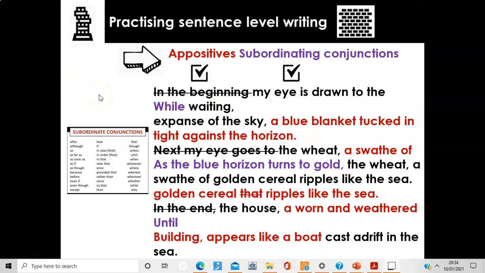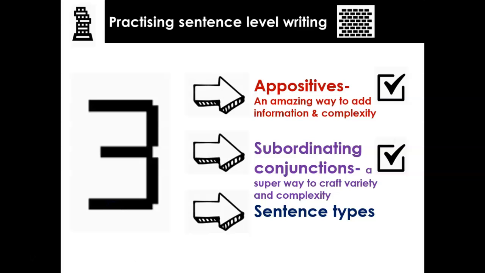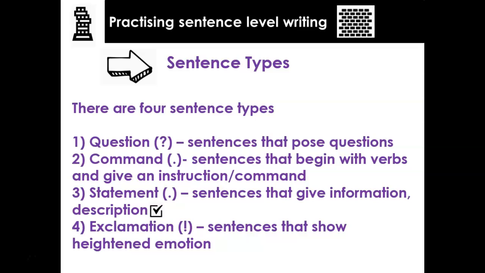So don't hand it in just yet, because what we also then want to do is intentionally look to create variety by using different sentence types. So we are creating information and complexity in our description by using appositives. We are creating variety and complexity through subordinate conjunctions, and we're going to create further degrees of variety by thinking about different sentence types. Now, we're going to look at these 4 sentence types, okay? So in a minute, I'm going to ask you to pause and write this down, that there are 4 different sentence functions and types.